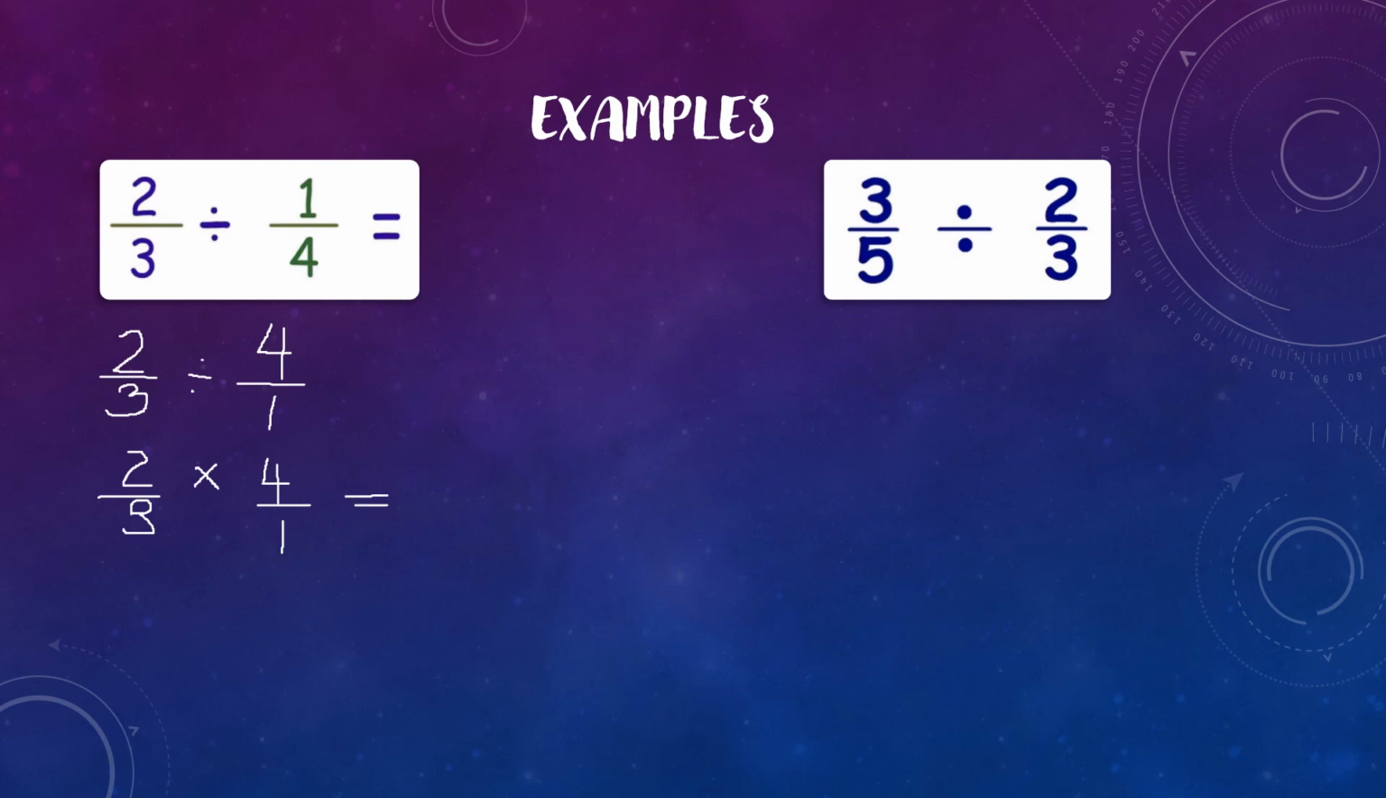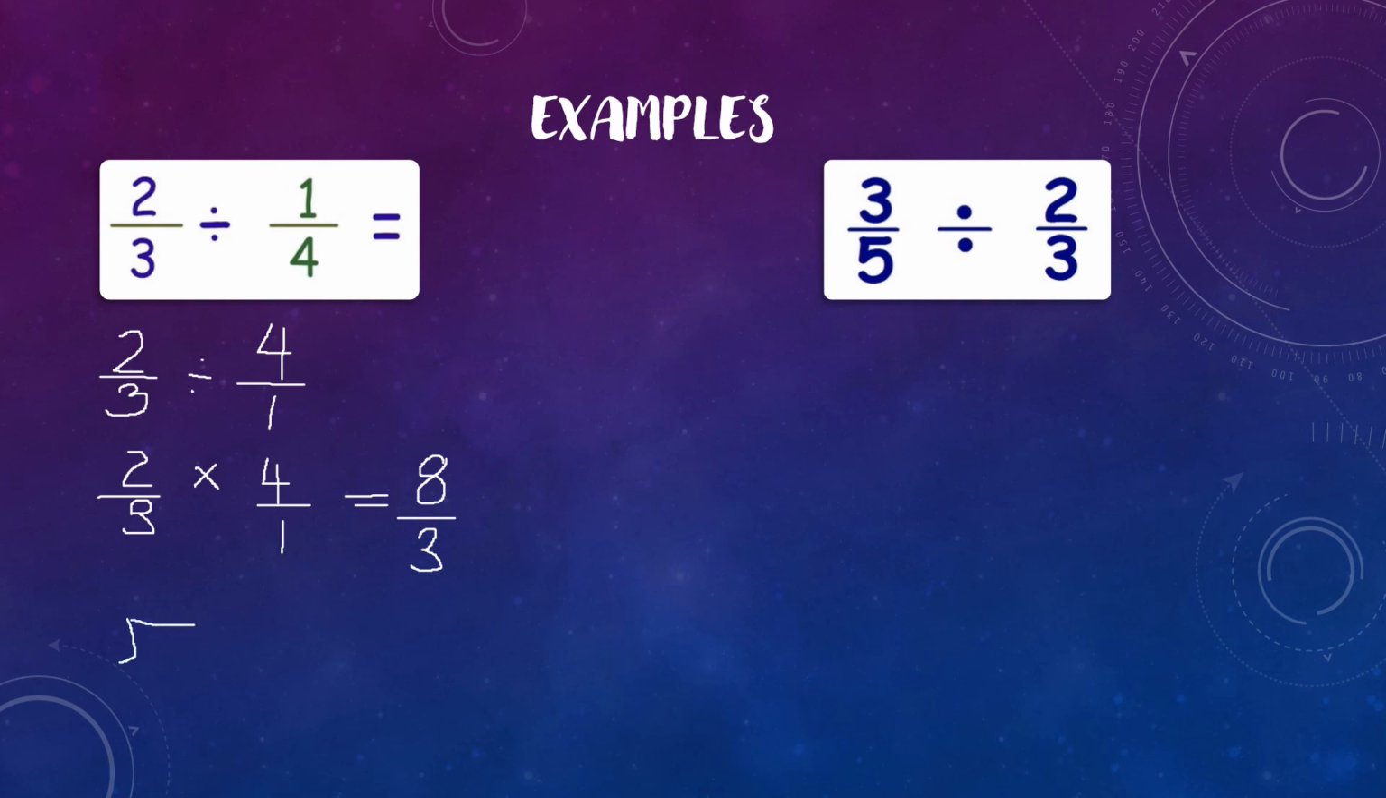So now we can go ahead and follow the rules to multiply numerator times numerator, denominator times denominator. I'm going to quickly scan to see if I can simplify first, and I can see that there's nowhere for me to simplify. So I'm going to go ahead and multiply straight across. 2 times 4 gives me 8, and I'm going to write that over the denominator 3 times 1, which is 3.